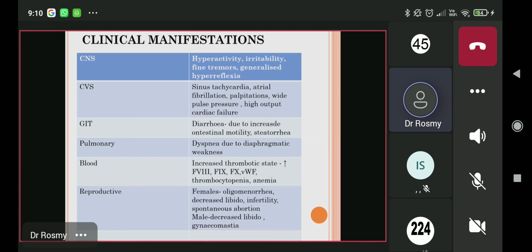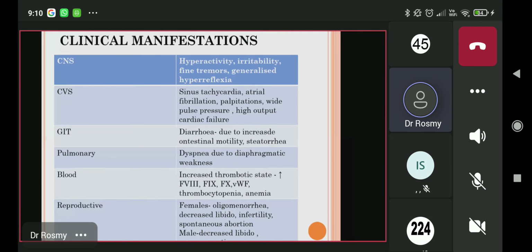Or if you take the blood pressure, I mentioned earlier also, both in hypo and in hyper, when you take the vitals, you will expect only a hypertension. If it is a hyperthyroid patient, your systolic will be high. But if it is a hypothyroid patient, your diastolic will be high. So here I am saying that there is a wide pulse pressure. It means the difference between systolic and diastolic is more than 40. So there is a wide pulse and there is high output cardiac failure. So the patient will have shortness of breath and all components of cardiac failure will be present.